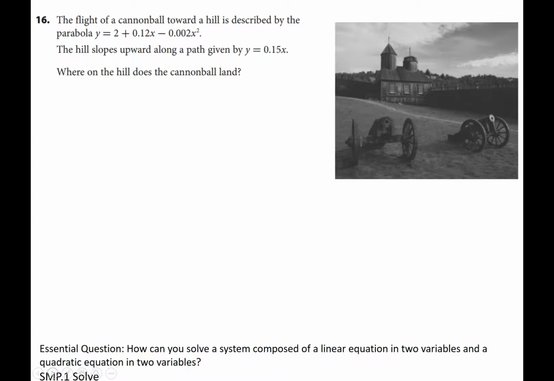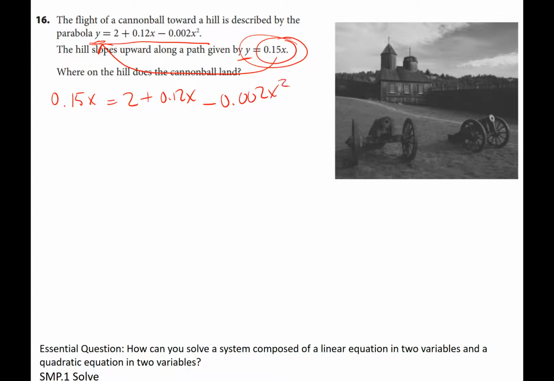All right, in 16, we've got the flight of a cannonball towards a hill as described by this parabola. This hill slopes upward along this path. Where on the hill does the cannonball land? You'll notice, again, they're both equal to y, so I can take this one and substitute it into y in the other one. So 0.15x equals 2 plus 0.12x minus 0.02x squared.